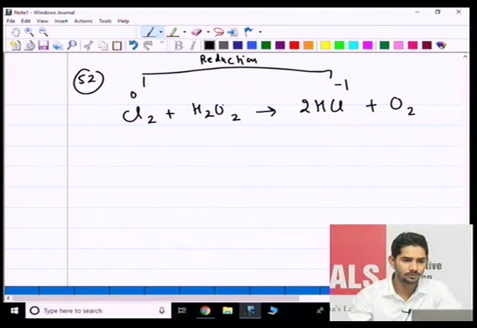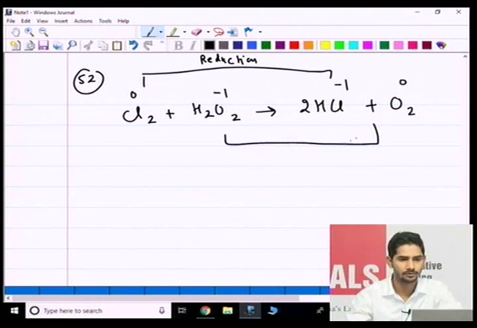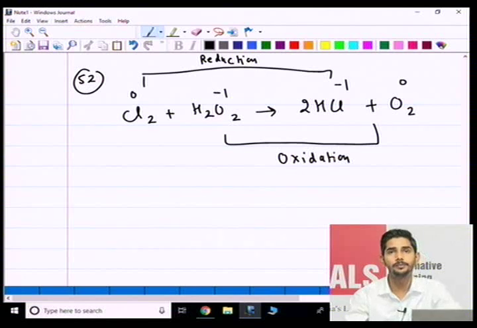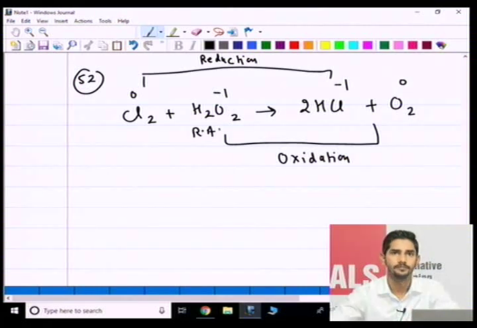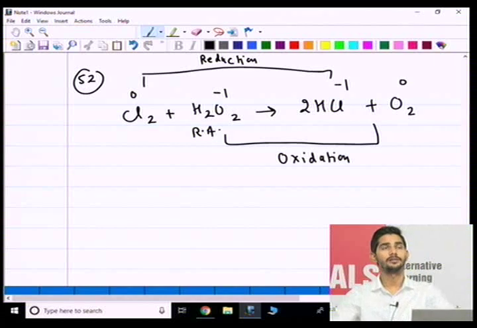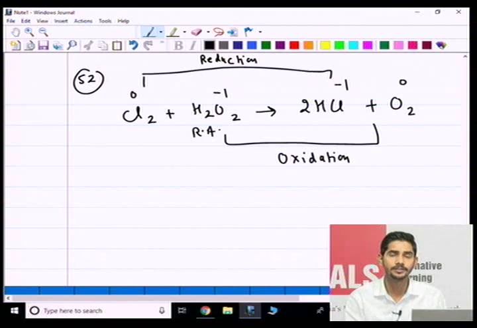Here you can check out for the oxygen. This one should be your -1 and this one is 0. Here, increase in oxidation number, which means oxidation. We know that in the process of oxidation, the species which is involved is known as what? Reducing agent. So this is the correct option. Guys, in these kind of questions, we have to go option wise.